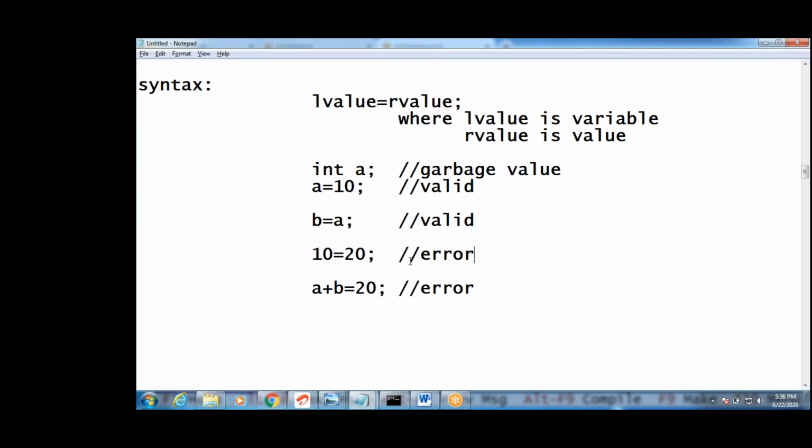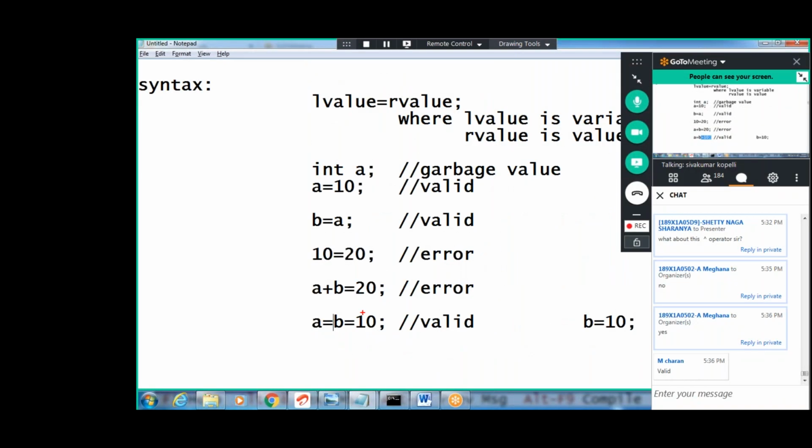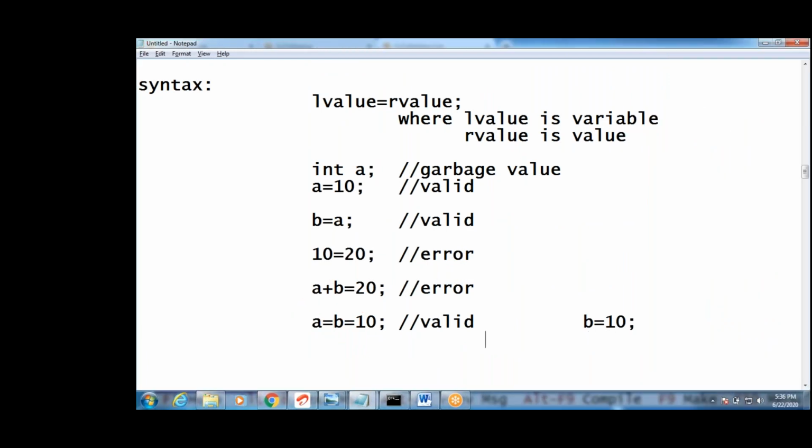Now can I write like this, guys? a equals to b equals to 10. Is it valid, guys? Now tell me, is it valid? Yes, guys, this is valid. Then how does it assign? b equals to 10 first. First the 10 value is assigned to b. It executes from right to left. The 10 value goes to b, then the b value is assigned to a. First b equals to 10, next a equals to b. This is valid, guys.